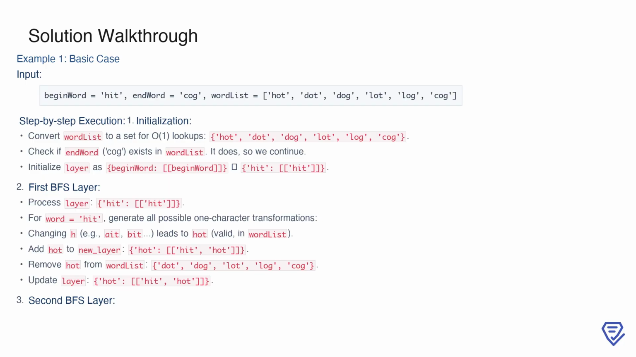For the first layer, we process the word hit. We generate all possible one-character transformations of hit by changing one letter at a time. Among these transformations, hot is a valid word in the word list. We add hot to the new_layer with the updated path, hit, hot, and remove it from the word list. After processing, the layer is updated to hot: [hit, hot], and we move on to the next layer.